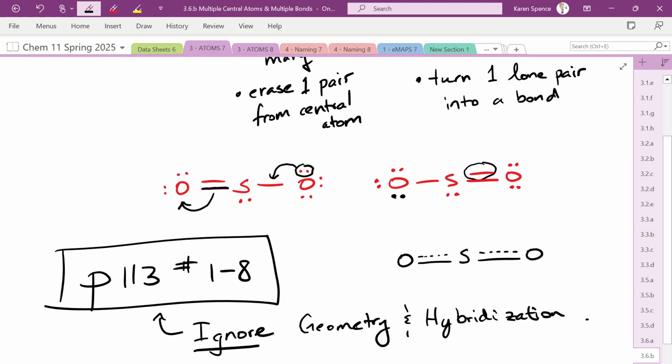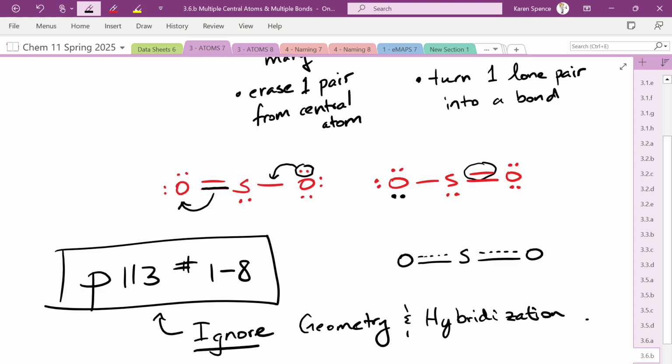So the lines are bonds. Yes. That's it. That's the whole lesson. We just did a bunch of different examples. Okay? And so if these numbers match up, then you're just done. But if they don't match up, then you go on to step 5. Okay?